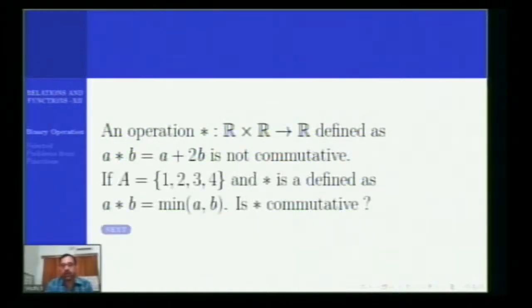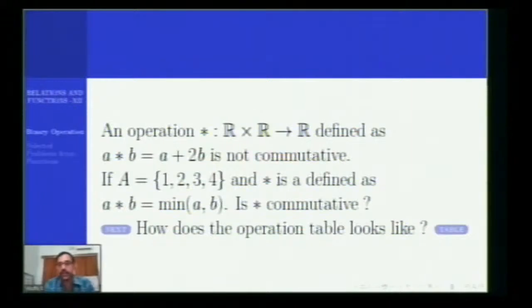Now, let us see the earlier problem we have seen. A equals {1, 2, 3, 4}, and star is defined as the minimum of A and B. A star B is equal to the minimum of A and B. The first question: is it commutative? You can think about it very quickly. You take two elements, 2 and 3, and take the minimum. What about order? If you interchange the order, the minimum is not going to change. So it is commutative.